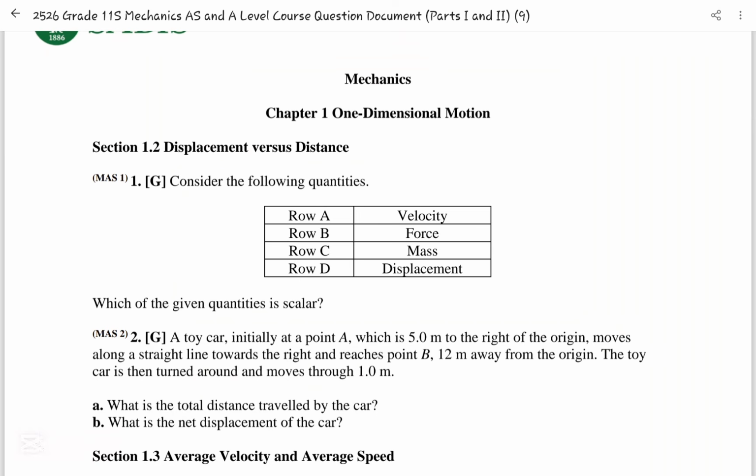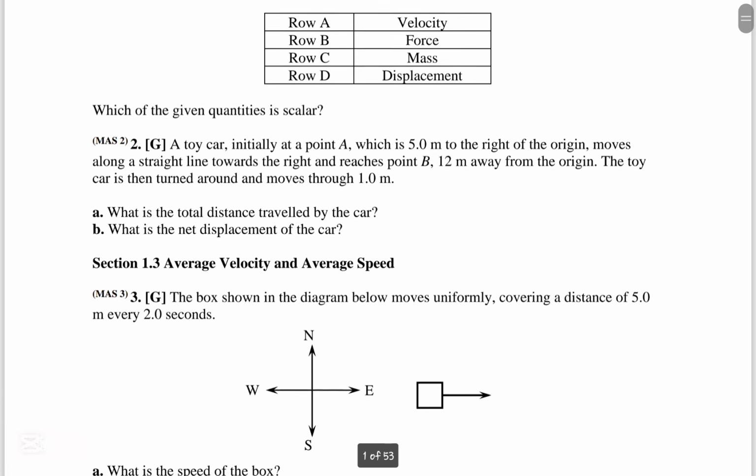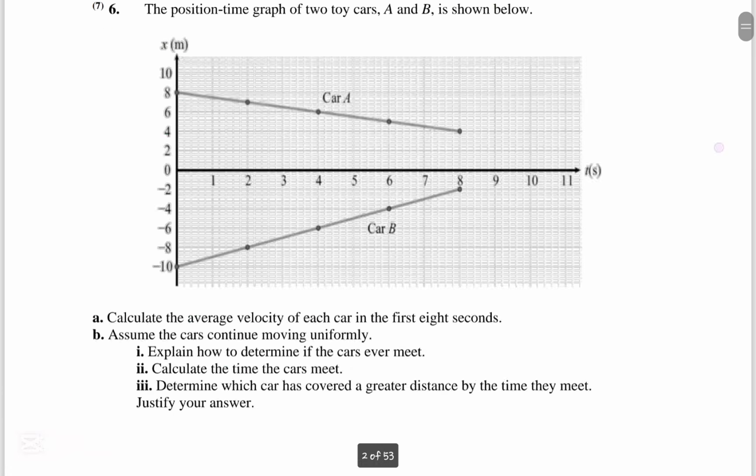Hello guys, how are you? So welcome to the second part of the video where I'm going to be doing the course revision questions. I'm going to be doing the mechanics AS and A-level course question documents parts 1 and 2. So I'm going to be explaining the required sections for each chapter. So I finished vectors. Now I'm going to be explaining chapter 1. So chapter 1 we have from section 1.7 until 1.12.